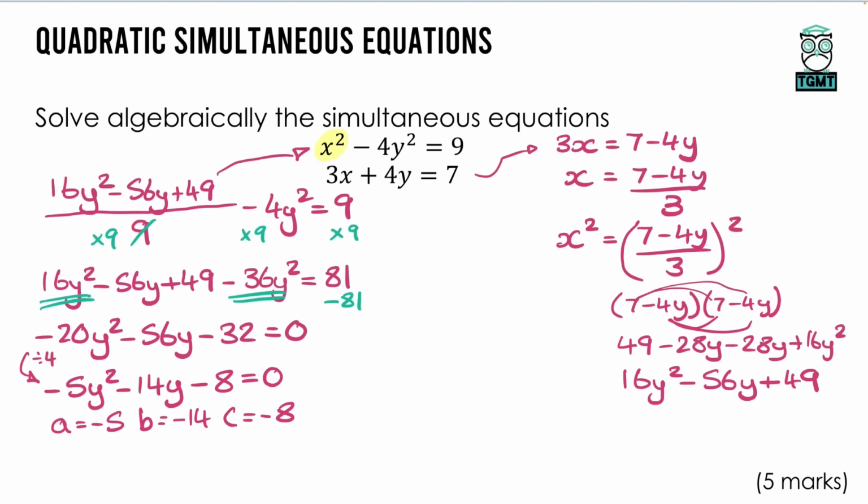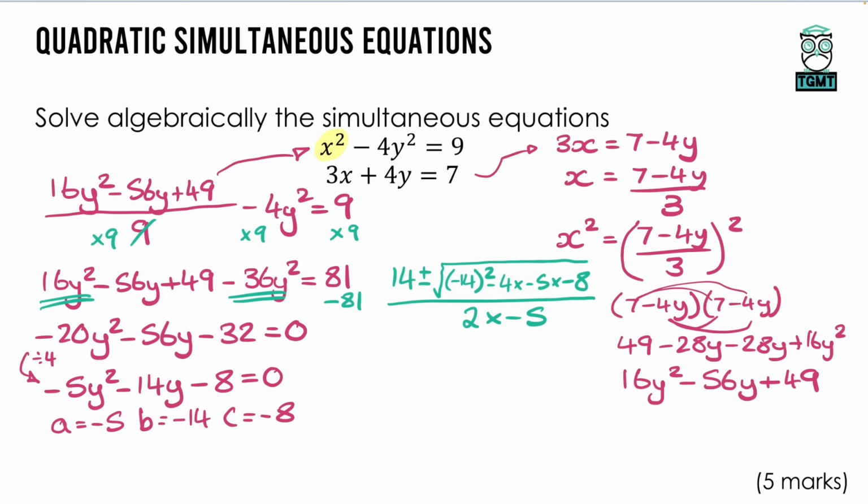We have minus b is negative, so that'd be 14, plus and minus the square root of, we've got negative 14, so making sure that's in a bracket, squared, minus 4 times negative 5 times negative 8. There we go, we'll have to extend our square root there. And that's all over 2a. A is negative 5, so 2 times negative 5.